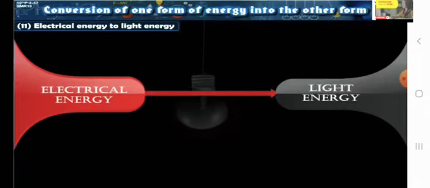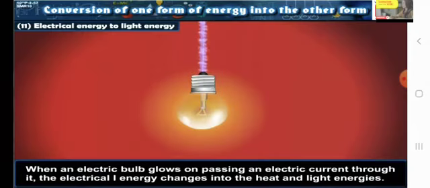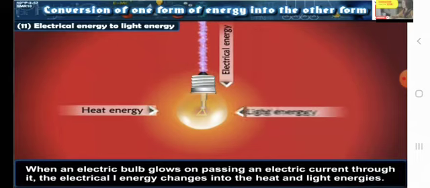11. Electrical energy to light energy. When an electric bulb glows on passing an electric current through it, the electrical energy changes into the heat and light energies.